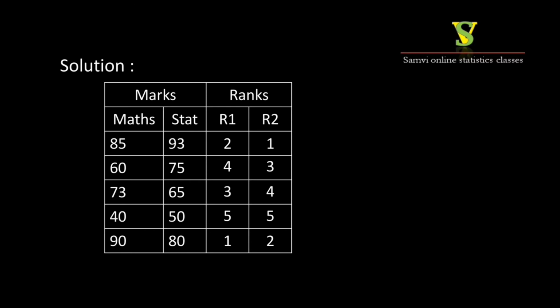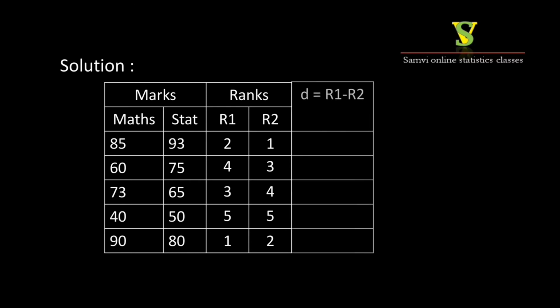Once you allotted the ranks, next you have to find out what is d. d is nothing but the difference between R1 and R2, that is R1 minus R2. Here R1 is 2 and R2 is 1. 2 minus 1 we get 1. 4 minus 3 we get 1. 3 minus 4 we get minus 1. 5 minus 5 we get 0. 1 minus 2 we get minus 1.